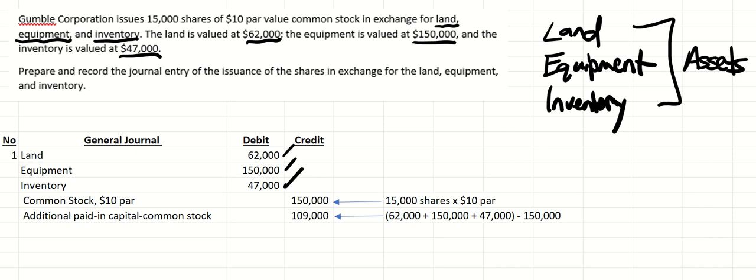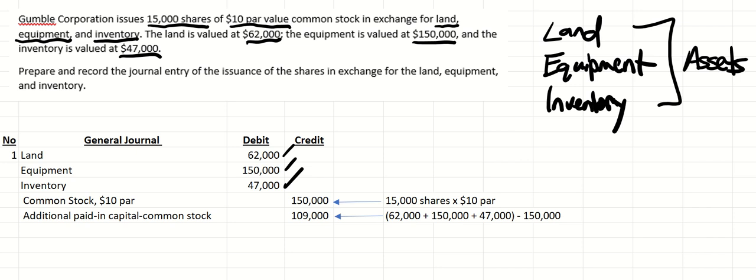Now to account for the issuance of the stocks, we're going to credit common stock by 150,000. That's taking the 15,000 shares and multiplying it by the $10 par value here. So that's what's displayed in the stock certificate, that hey, this is 15,000 shares and it's $10 par. This is the value on the shares, and each share is worth $10 as par value.